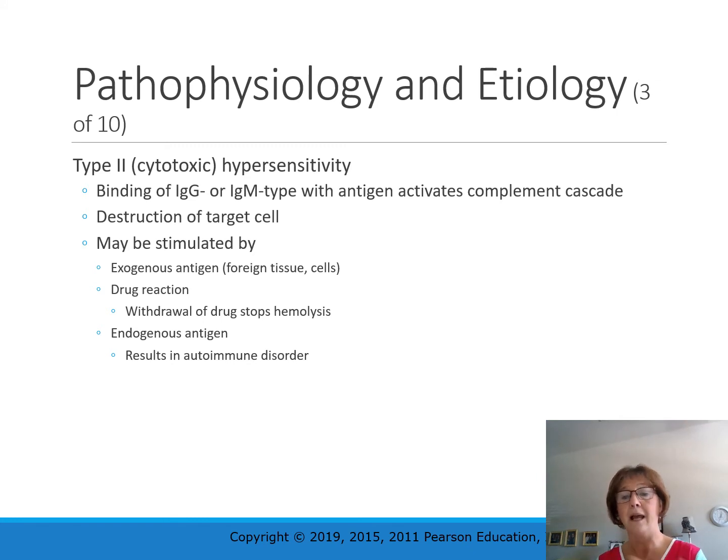Sometimes you can react or not have breathing problems. Sometimes it's just skin. The endogenous antigens, which are produced by the body, also stimulate type 2 reactions, resulting in autoimmune disorders such as Goodpasture syndrome, in which the antigens form to specific tissues in the lungs and the kidneys. So these reactions can affect multiple organs in your body.